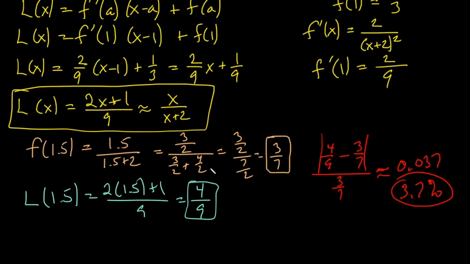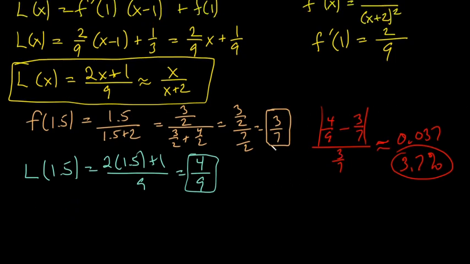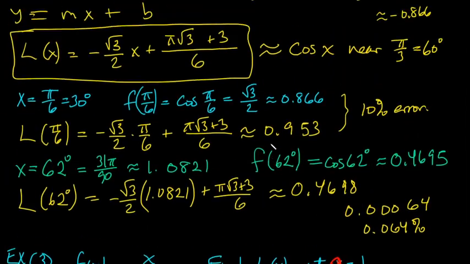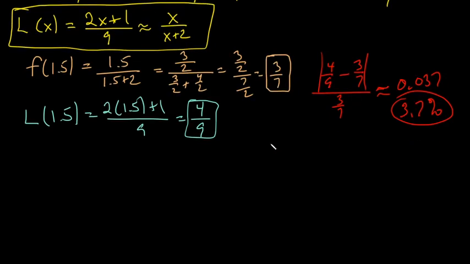Remember, 1.5 is pretty close to 1. But relatively speaking, it's not that close. We could have done this for x equals 1.05, and you'll see the percent error should go way down. All right, so that's it for linear approximations.